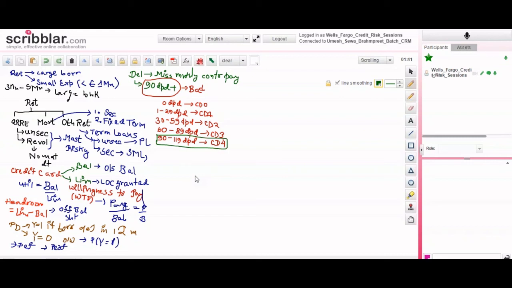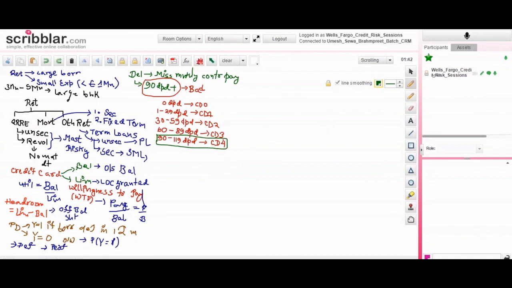So when I say that for a probability of default model, y equals 1 if the borrower defaults and equals 0 otherwise, what is it that I'm actually trying to say? What do I mean by this borrower defaults? That is what we are trying to assess over here. I'm just trying to give the definitions first, then we'll go to the data part. When we go to the data part, we'll talk about each of these aspects in detail.